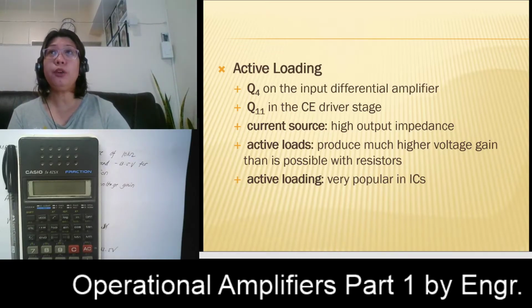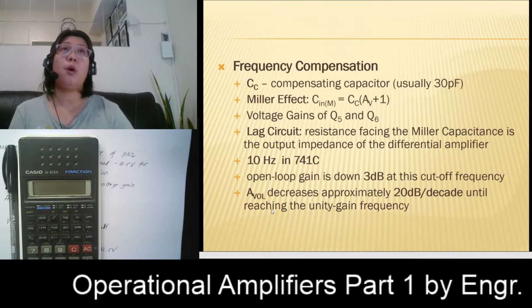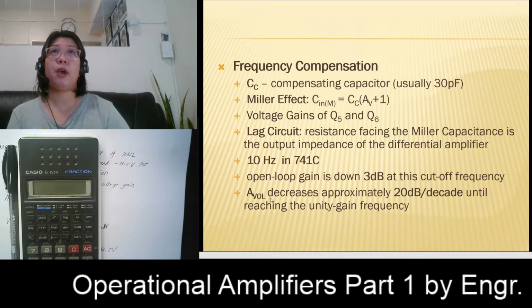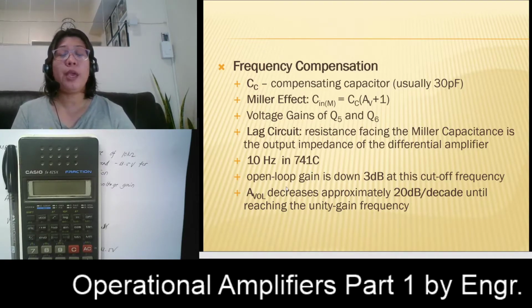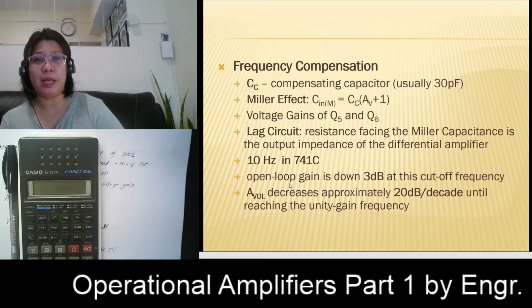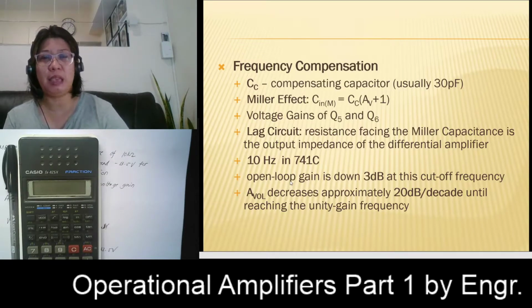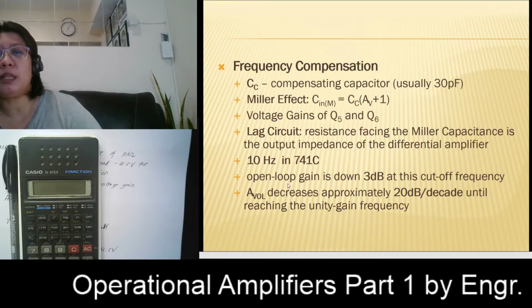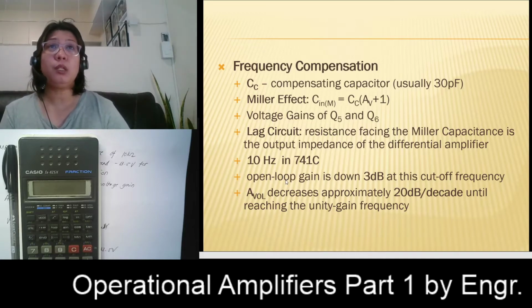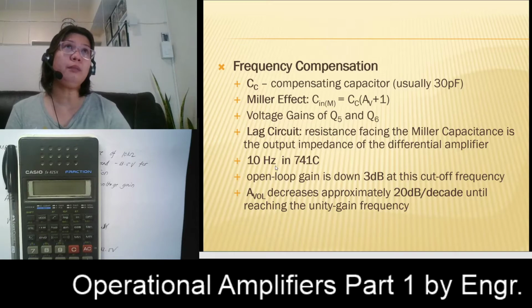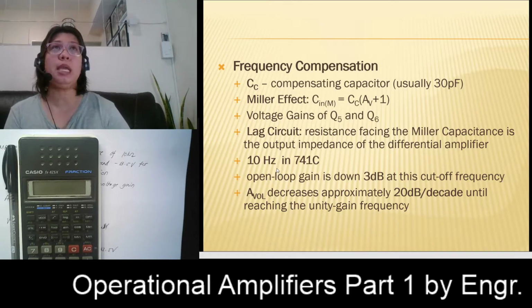Okay, so another thing that we can encounter with our operational amplifier is frequency compensation. We can see a single capacitor in our schematic diagram. That single capacitor, which is CC, is what we call your compensating capacitor. This is very, very small. Usually its value is 30 picofarad.